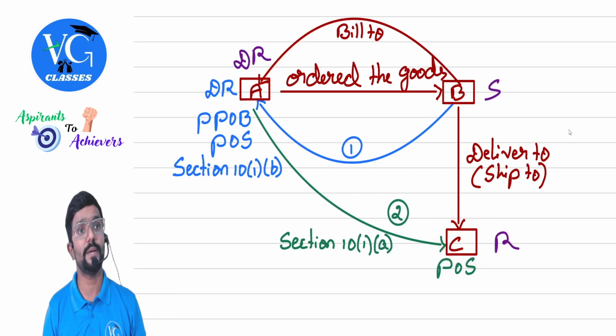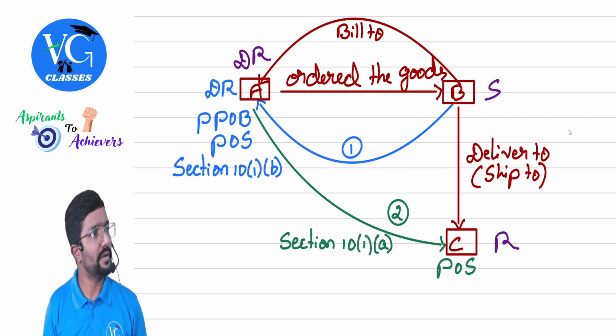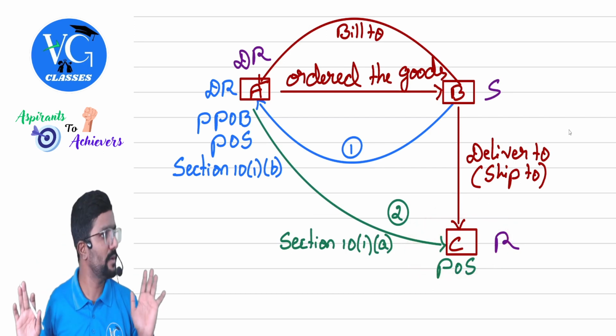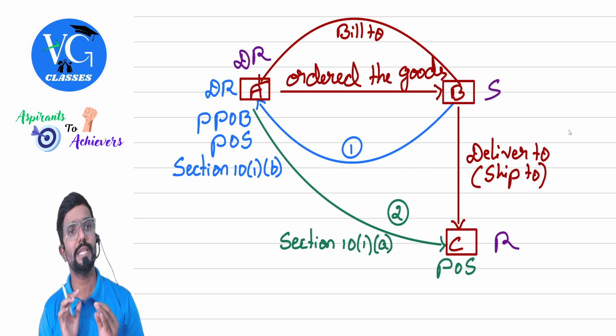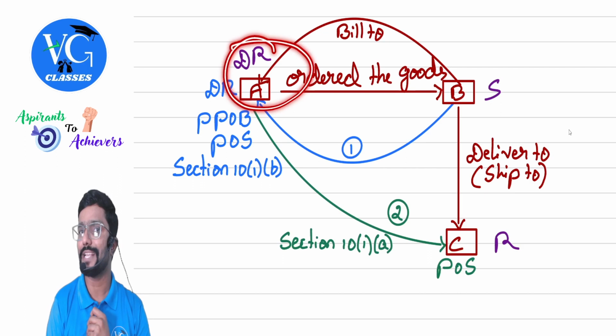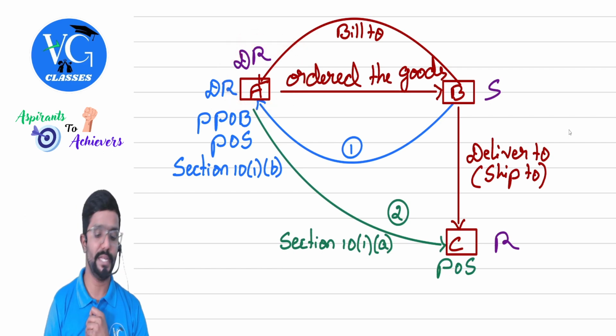And there is one more separate supply between whom? A to C. And in that case, who is the recipient? C. Can C claim a credit for it? Yes, he has actually received the goods. No problem there. So in simple guys, in case of bill to ship to transaction, even though the deemed recipient has not physically received the goods, still it is deemed that he has received the goods and he can claim the credit.